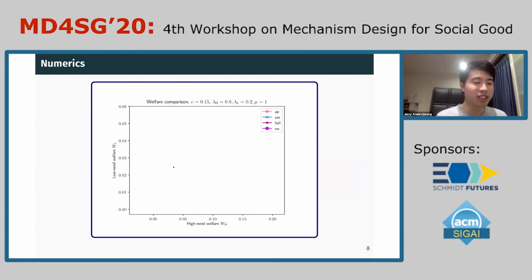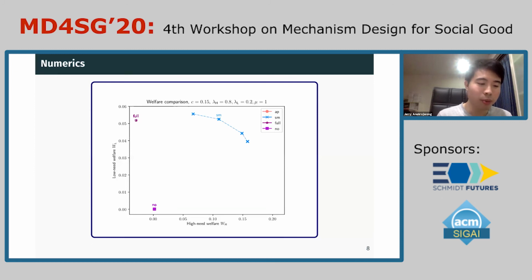Now, we look at some numerics to make our comparison with full info, no info, and first best clearer. We plot the high type welfare on the x-axis and low type welfare on the y-axis. The full info and no info are two points, purple points here. You see, under full info, the low need people don't internalize their externalities on the high need people, so the high need welfare is really low.